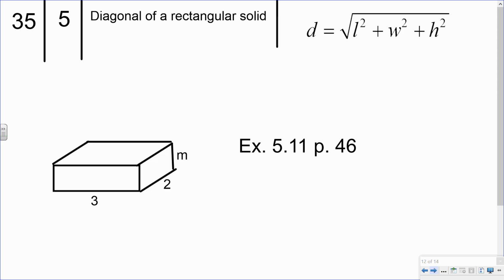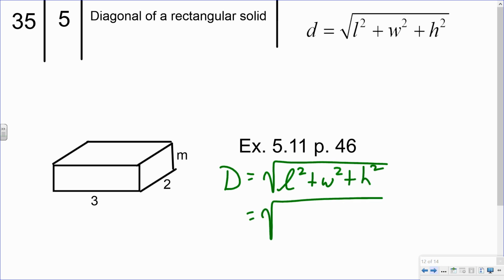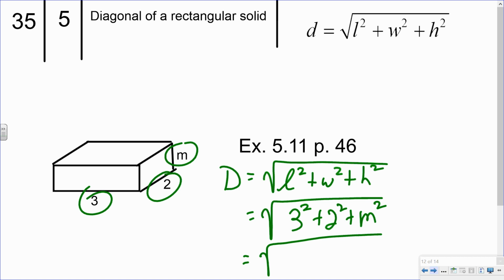The book has a problem like this, and they do a whole bunch of space on page 46 to work through steps like what we just did. All we are going to do when we see one like this is to say, well, the diagonal is square root of length squared plus width squared plus height squared, plug in. Length is 3. Width is 2. Height, they don't give us a number, but they tell us they want us to use the letter M. Combine anything we can. 9 plus 4, everyone? 9 plus 4 is 13 plus m squared.